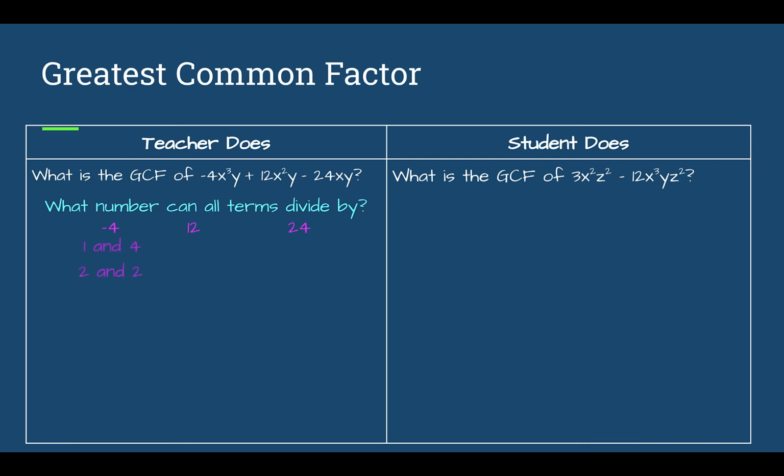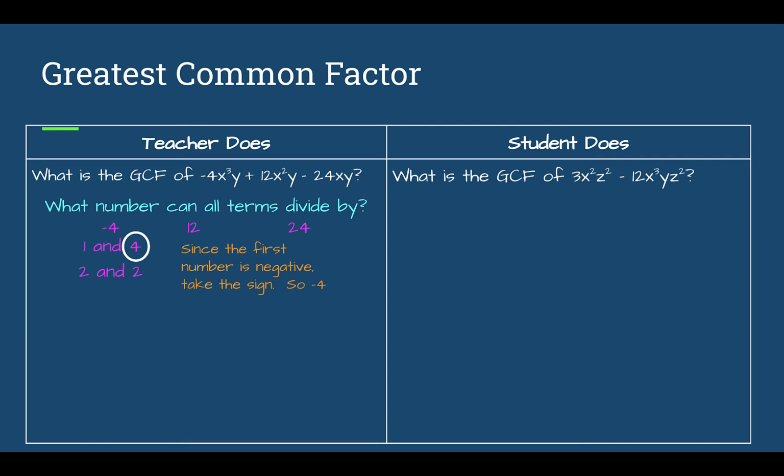Again, I'm going to list out the terms. So for now, I'm going to ignore the negative. I just need to know that my answer will be negative. So 1 and 4 or 2 and 2. Right away, 4 is the largest. So I'm going to check, can the others be divided by 4? If not, I can go on to the next largest, which would be 2. So 12, can it be divided by 4? Yes, you would get 3. 24, can you divide by 4? Yes, 6. So the GCF here of our coefficients is going to be 4.